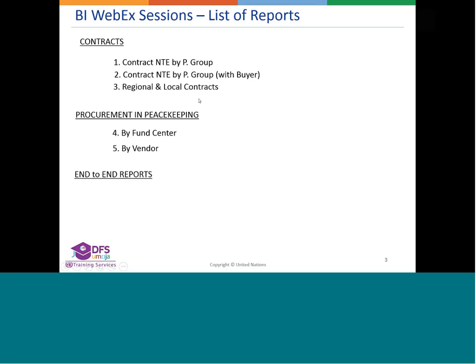For procurement and peacekeeping, we have a couple of them by fund center and by vendor, basically POs and status of POs by fund center and vendor, with a nice graphical view of how the POs have been used by vendor or fund center. And finally, the two more interesting reports for the end-to-end scenario, which are report number 6, end-to-end report timeline from shopping cart to PO, and end-to-end report based on shopping cart.